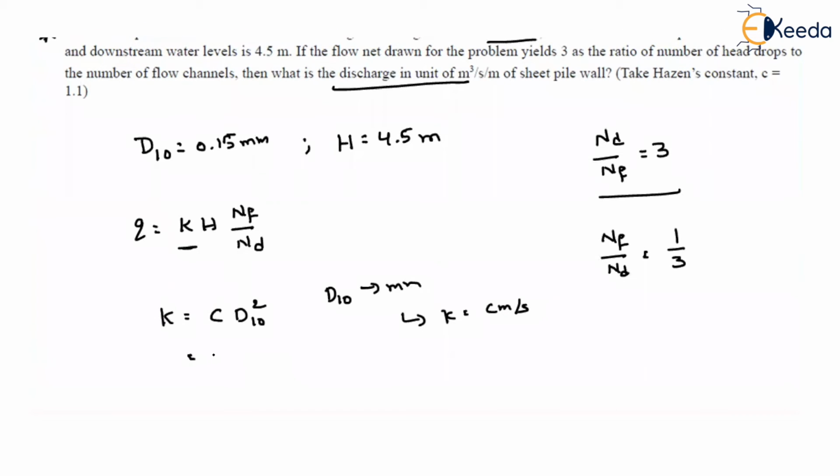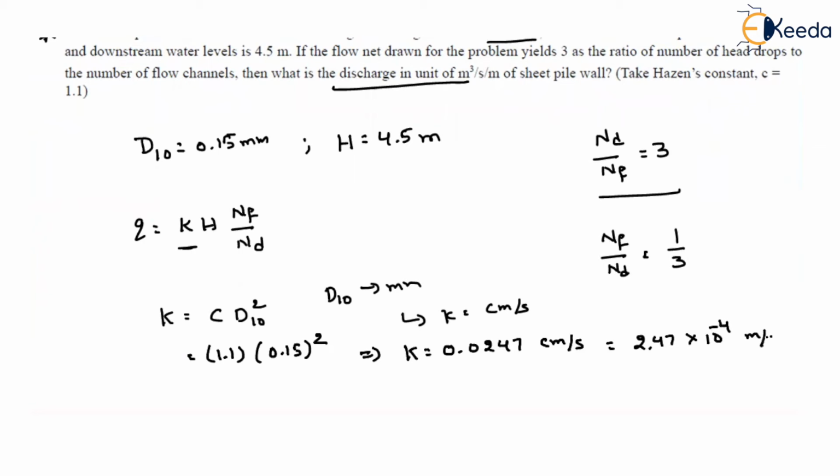That is, if C is given as 1.1 into, I am substituting D10 value in mm, 0.15 whole square. If you solve this, you will get your K value as 0.0247 centimeter per second. Here H we are taking in meter, so let us convert this to meter. Then how much will we get? 2.47 into 10 to the power of minus 4 meters per second. That's it. Substitute the value here.